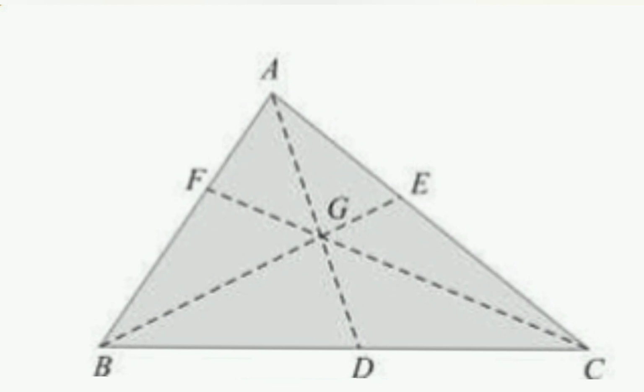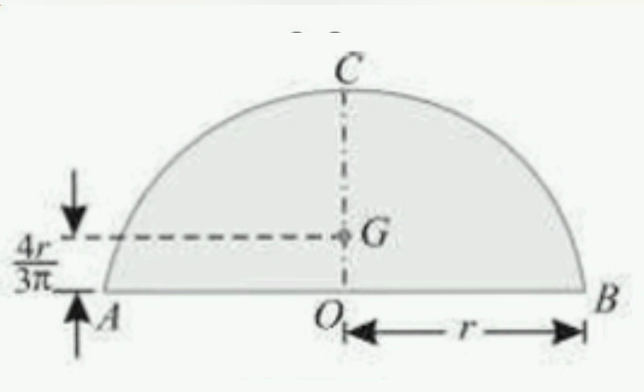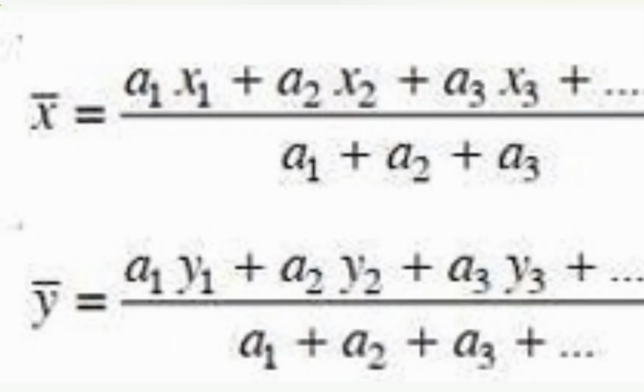as shown in figure. The center of gravity of a trapezium with parallel sides a and b is at a distance of measured from the side b as shown in figure. The center of gravity of a semicircle is at a distance of 4r by 3π from its base, measured along the vertical radius as shown in figure. The center of gravity of a circular sector making semi-vertical angle α is at a distance of (2r by 3) into (sin α by α).